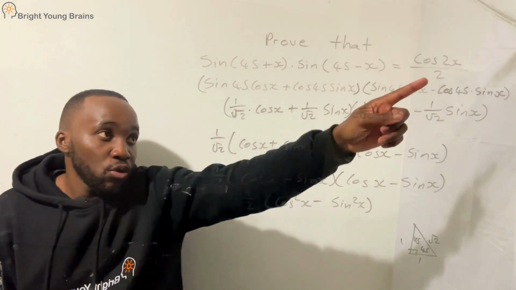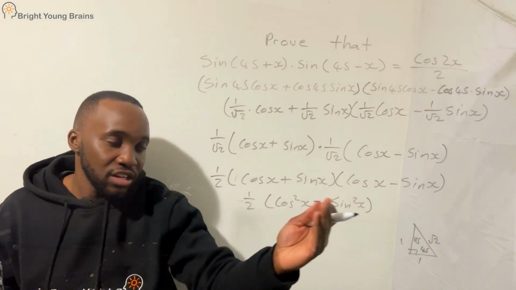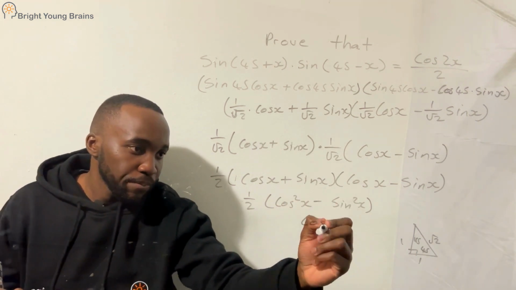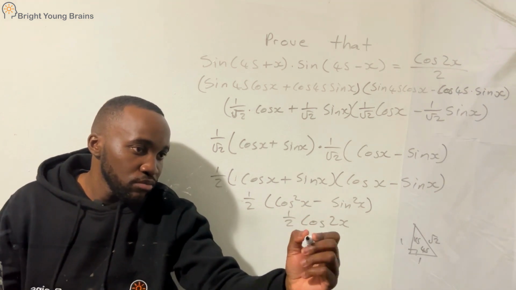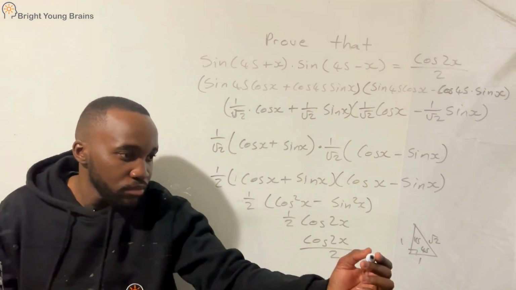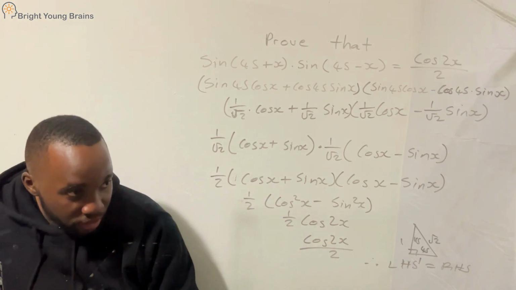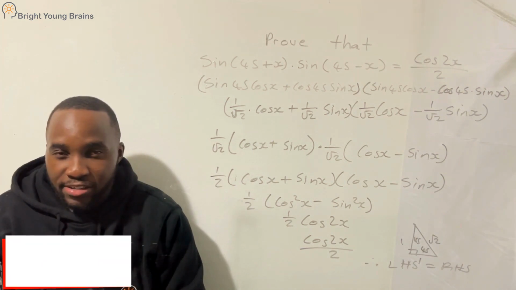Now you are one step closer to getting that, because this is clearly the double angle of cos. There we go. A half times cos 2x is literally just cos 2x over 2. Therefore the left hand side is equal to the right hand side.